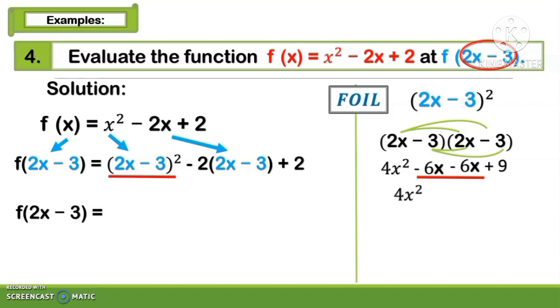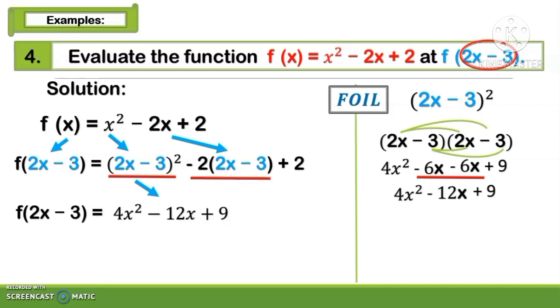Bring down 4x squared. Pag kinombine natin yung dalawang negative 6x, it will give us negative 12x. And then, bring down positive 9. So that is the simplest form of 2x minus 3 squared. Kopyahin natin yan dito sa other side. After we simplify quantity 2x minus 3 squared, simplify naman natin yung susunod.